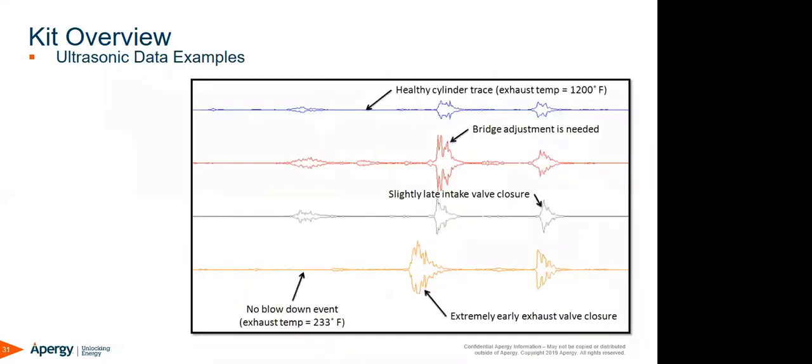Here's just kind of a quick example of some of the ultrasonic data. You can see a healthy cylinder there at the top. You can see bridge adjustments that are needed. Slightly late intake valve closures. You see a trace there with no exhaust blowdown. Extremely early exhaust valve closure.